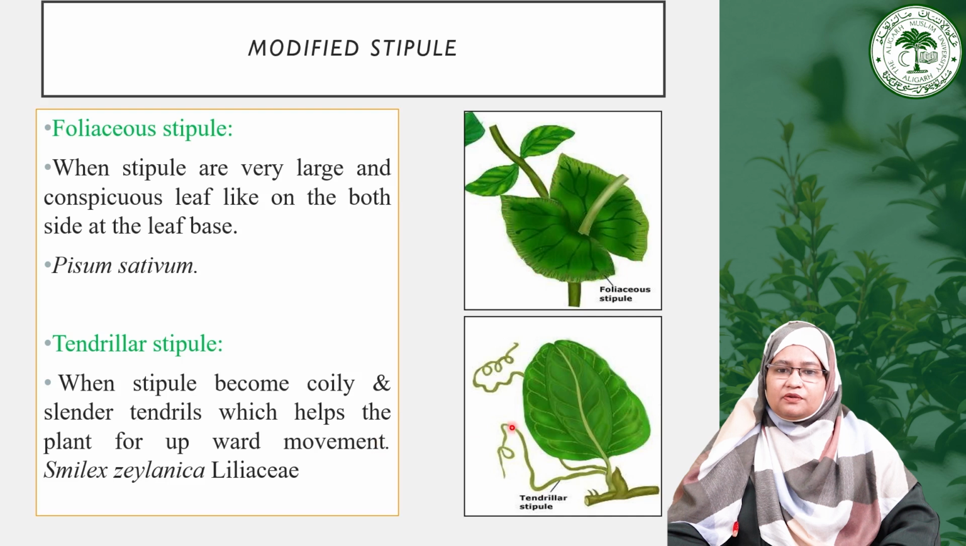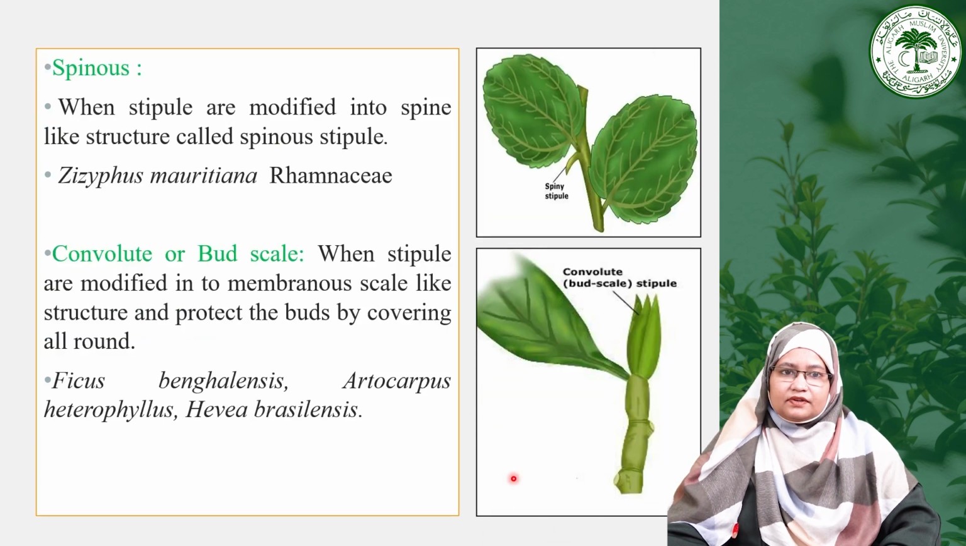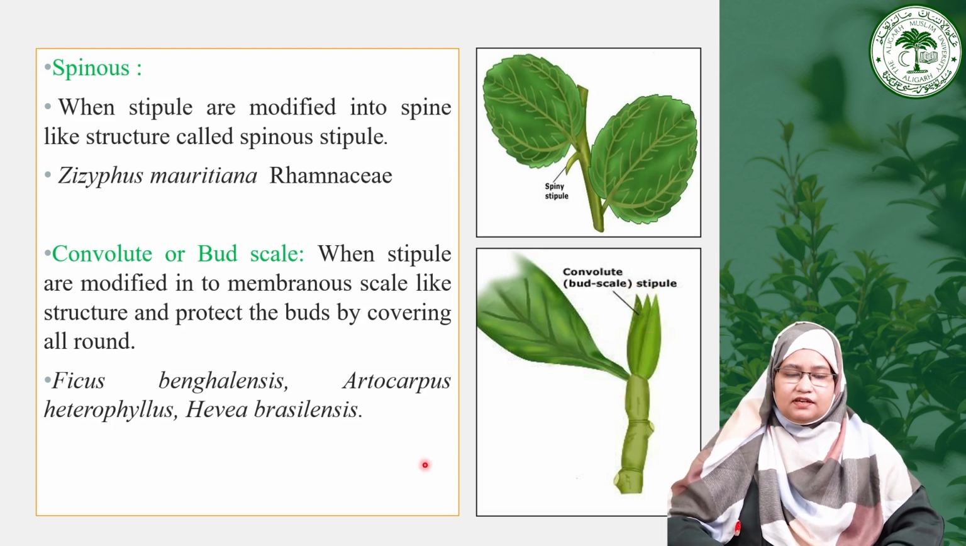Then the stipule may be modified into a tendril-like structure. You can see this in Smilax, where the stipules are modified into tendrils. Then they may be modified into spines, as in Ziziphus, which belongs to the Rhamnaceae family, or they may be convolute, as in Ficus bengalensis or Hevea brasiliensis. So they may be membranous or modified into bud scales or convolute shape. These are the convolute or bud scale types. So, these are some modifications of the leaf.